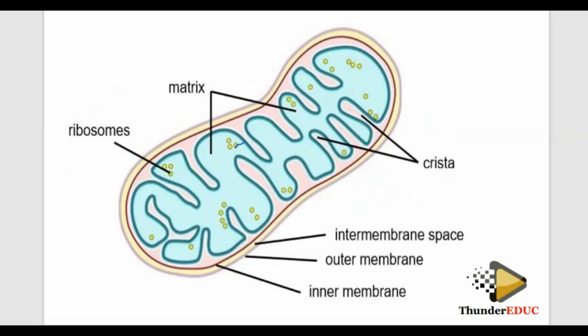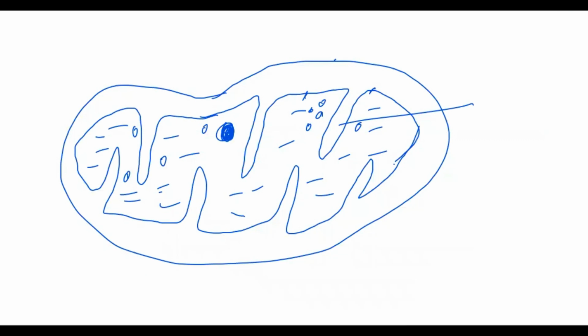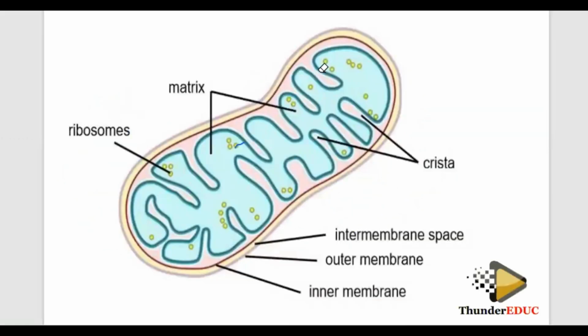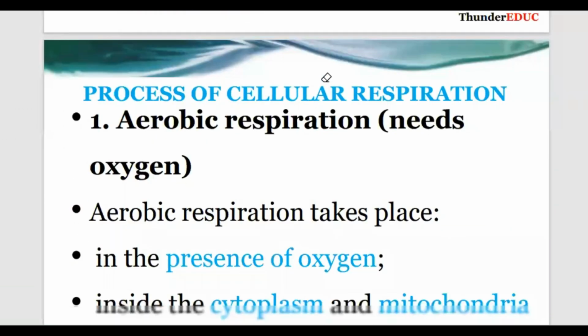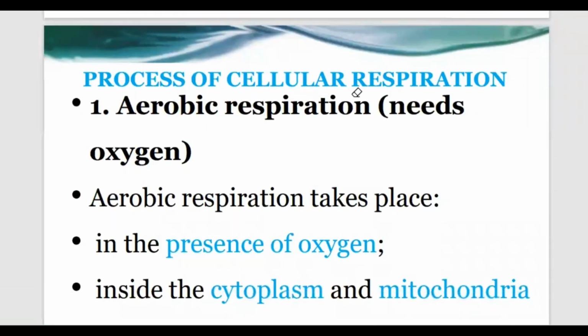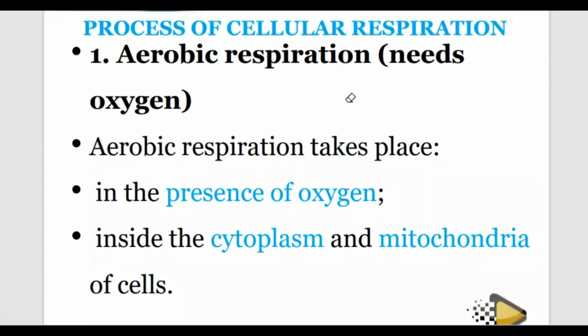Why do you need the structure of the mitochondrion? It is because when you talk about the Krebs cycle, oxidative phosphorylation, glycolysis, the processes which are involved in respiration, we have to know where exactly these processes are taking place. So basically, that is what you are supposed to understand better. Let's look at the process of cellular respiration. We said that the process of cellular respiration involves two processes.